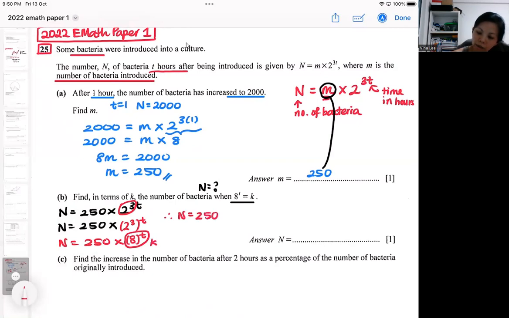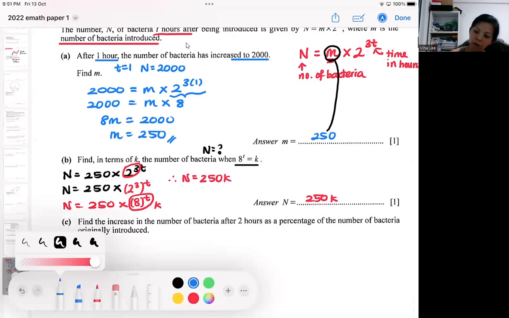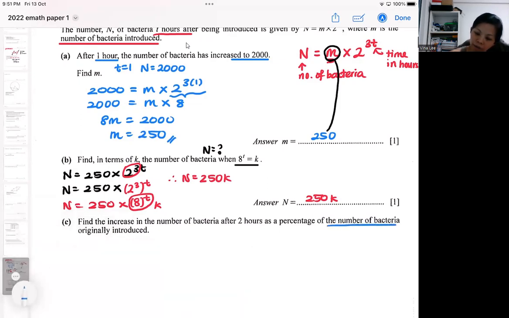That means this will be the K that is provided. So N is equal to 250 K. Okay. So the next part, we are supposed to find the increase in the number of bacteria. So take note, you are supposed to find the number of increase in the bacteria after 2 hours as the percentage of the number of bacteria originally introduced. So I'm going to make it into a percentage. So the number of bacteria that was originally introduced will be 250.